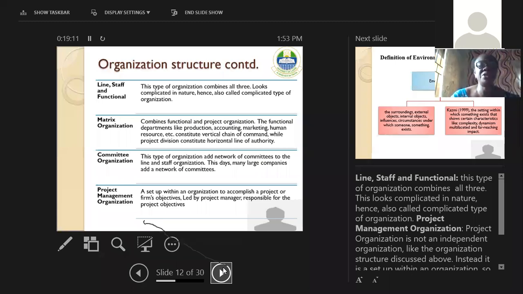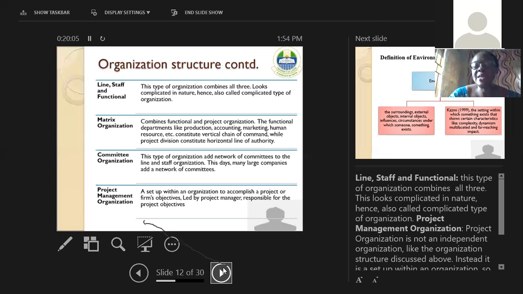Now we also have the matrix organization. The matrix organization combines functional and project management organization. Project management organization, if you see the slide there, are simply people who have been brought in or included in the structure because of certain basic projects that they have to do, and so they are incorporated as project managers. So in that matrix organization, you have a combination of the functional, that's the people in production, finance, and whatever functional areas, merging together with the project manager to form what you can call an organizational structure. And then the reporting line is put in that method. Then we also have the committee organizational structure.